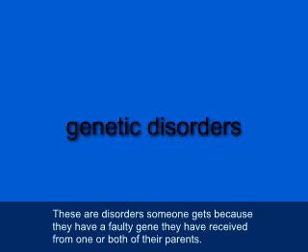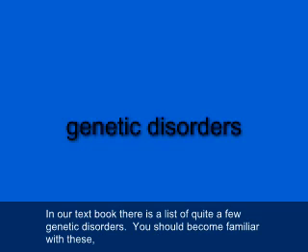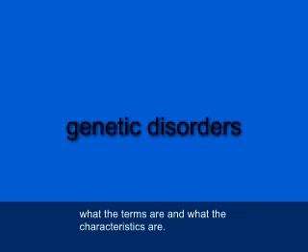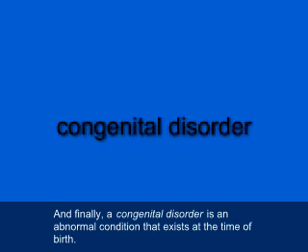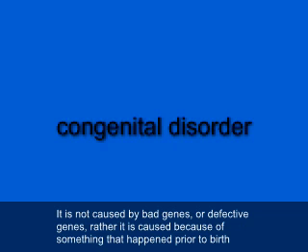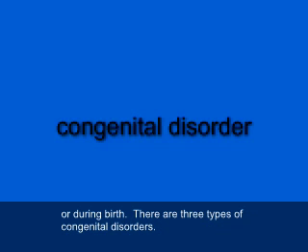Genetic disorders. These are disorders that someone gets because they have a faulty gene that they received from one or both of their parents. In our textbook there's a list of quite a few genetic disorders, and you should become familiar with these, what the terms are and what their characteristics are. And finally, a congenital disorder is an abnormal condition that exists at the time of birth. It is not caused by bad genes or defective genes. Rather, it's caused because of something that happens prior to birth or during birth.